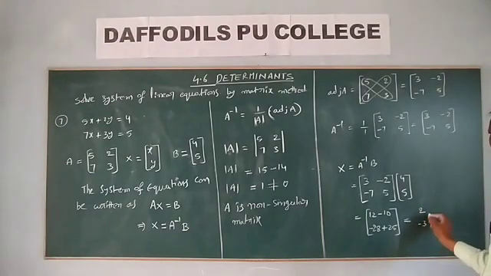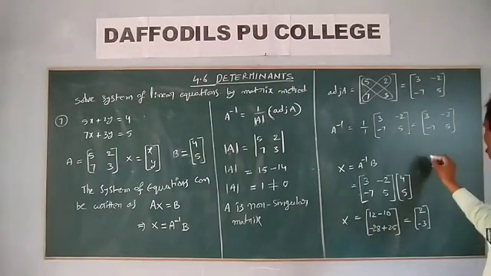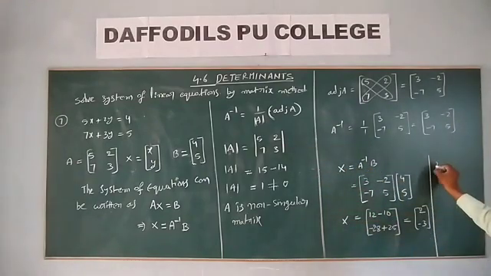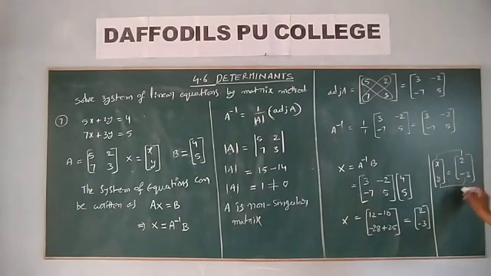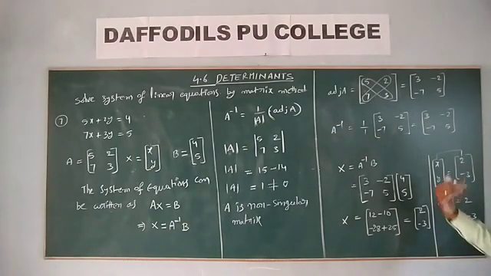So the X matrix is equal to this one. What is X? X means the matrix of x and y. Therefore, the matrix of x and y is equal to 2, minus 3. Compare the corresponding elements. Therefore, x is equal to 2, y is equal to minus 3. These are the resultant values of x and y. If x and y come out as 2 and minus 3, is our answer correct or wrong? Verify the values by substituting in the equations. If they satisfy, then our answer is correct.